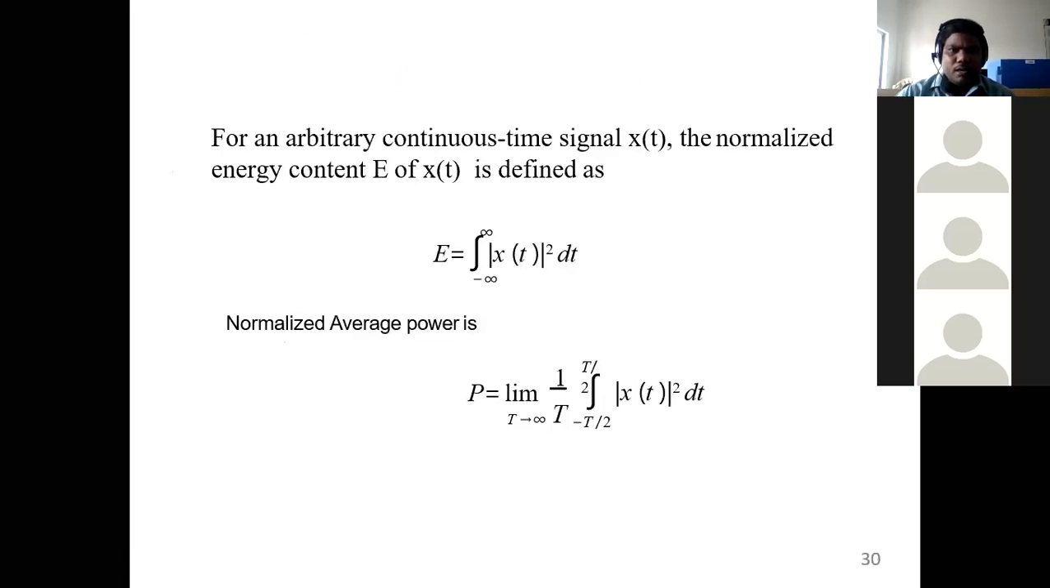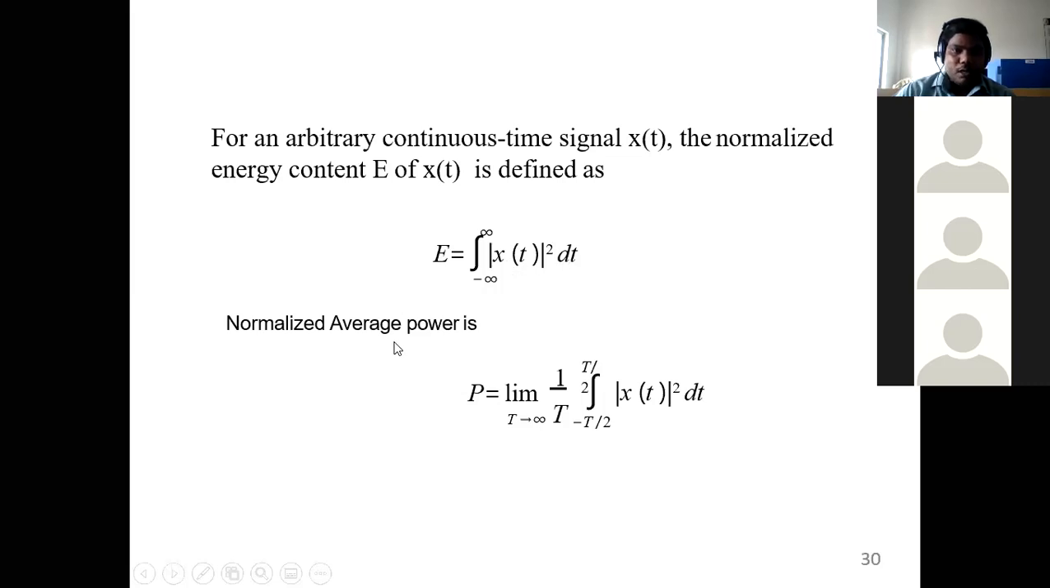Now, for an arbitrary continuous time signal x of t, so an arbitrary continuous time signal x of t is nothing but a complete sinusoidal signal or a square wave. The normalized energy E of x of t is defined as capital E equals the integral from minus infinity to infinity of magnitude of x of t whole square dt. So this is the final normalized energy of the signal.